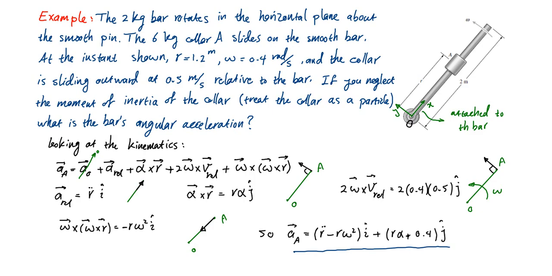Now, a couple of things I know, right? I know what r is. I could just replace it here. I know what omega is, but I don't know what alpha is. And as a result, I can't, and also I don't know what r double dot is.